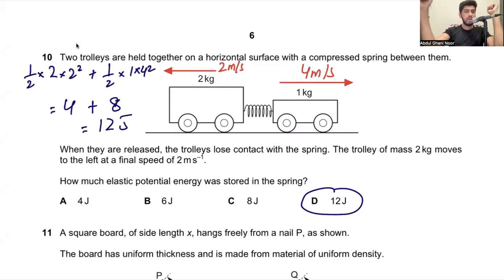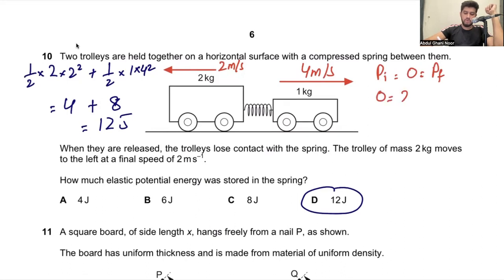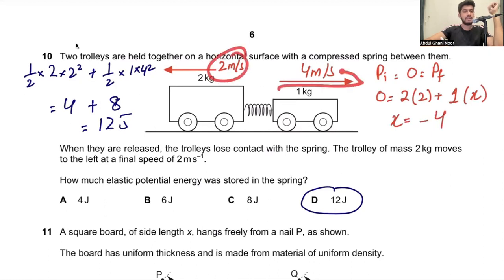So to find out the 1 kilogram speed, the formula m1 u1 plus m2 u2, that is exactly what I'm using now. I'm using initial momentum is equal to final momentum. Okay, I know their combined initial momentum is 0, so the final should also be 0. Correct. So I can say 0 is equal to 2 into 2 plus 1 into x. So x is equal to -4. Minus means it will go in the opposite direction. So that is exactly what we have done.